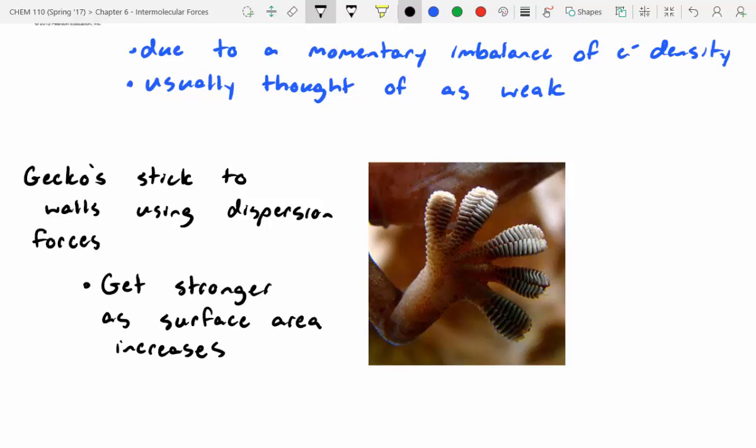Yep. So can they control that dipole in their feet then, or is it just random, or is it just weak enough that they can pull it off? It's just weak enough that they can pull off their little pads and continue climbing. So is there a chance that they're not dipoles and it just falls off the wall? Not really. They can't control it. It has more to do with the biomolecules that are on their little feet. It's weird to think about.